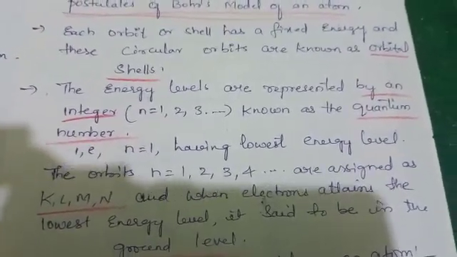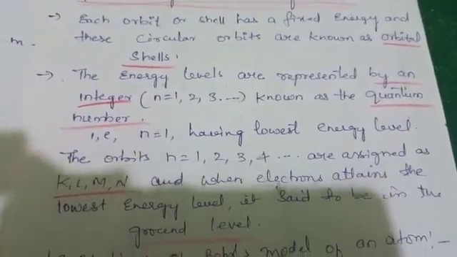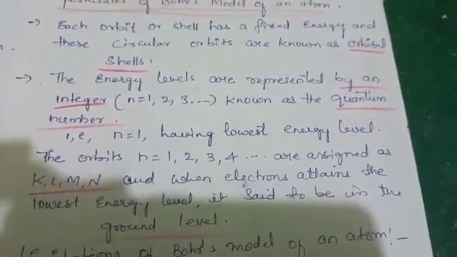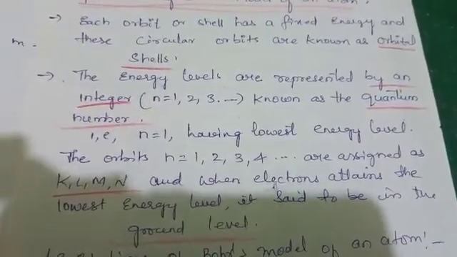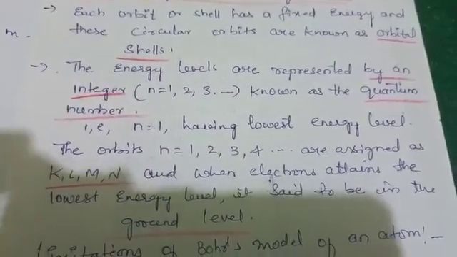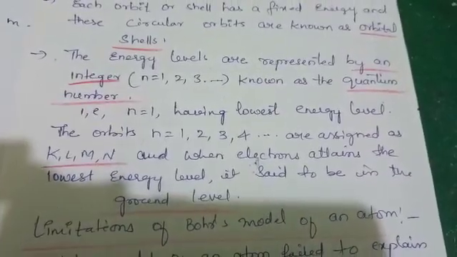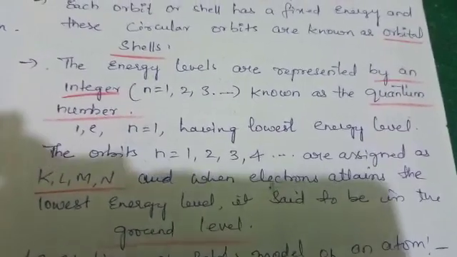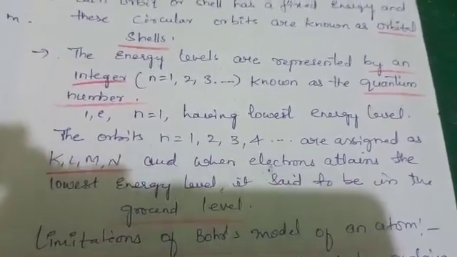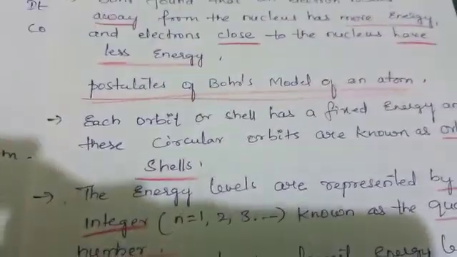Therefore n equal to 1 has the lowest energy level. The orbitals n equals 1, 2, 3, 4 are assigned as K, L, M, N. When an electron attains the lowest energy level, meaning the least energy, it is said to be in the ground level. So these are some postulates of Bohr's model, and now some limitations.